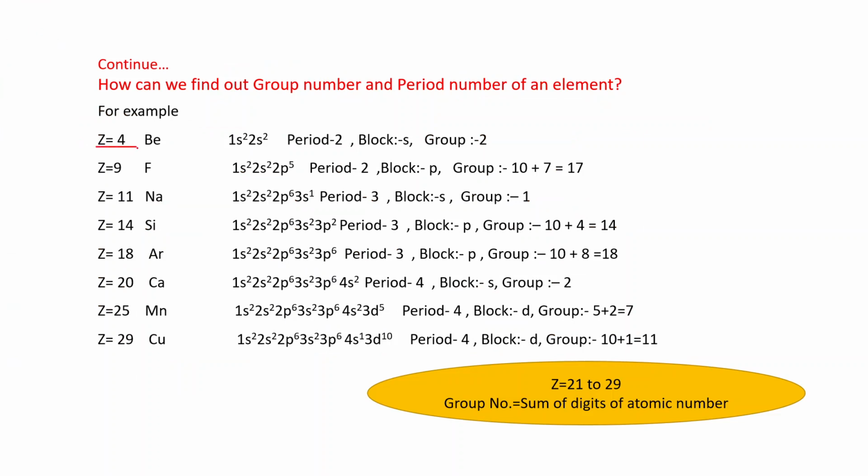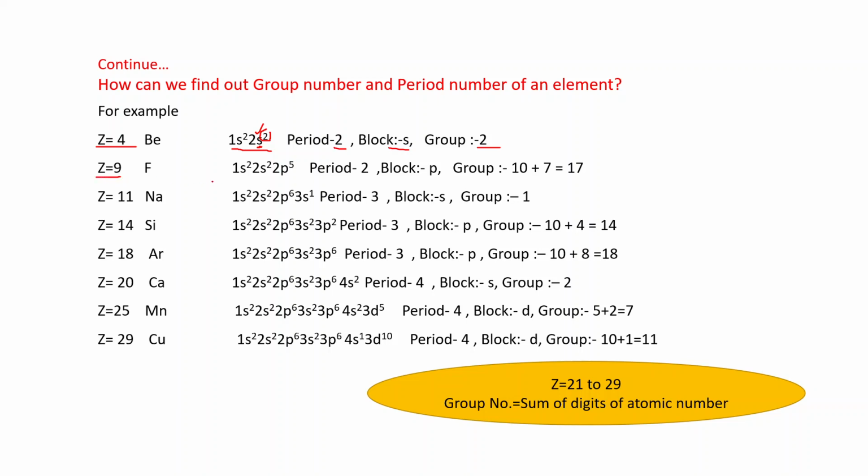If the atomic number is 4, first write the electronic configuration: 1s2, 2s2. The principal quantum number of the outermost shell is 2, that's why the period is 2. The last electron enters the s subshell, that's why this belongs to the s block. For s block elements, group number is equal to the number of valence electrons, and these 2 are the valence electrons, that's why the group is 2.